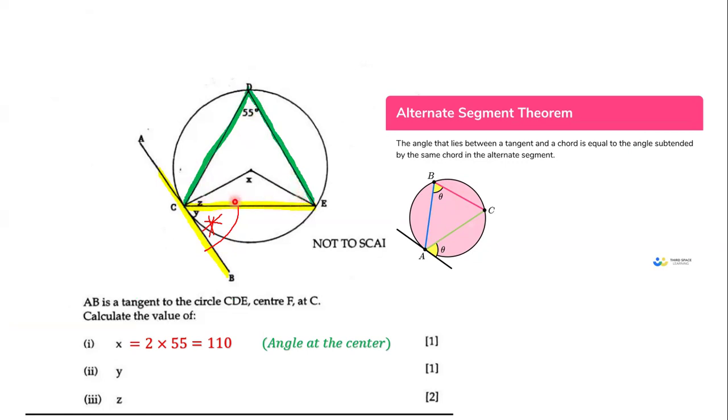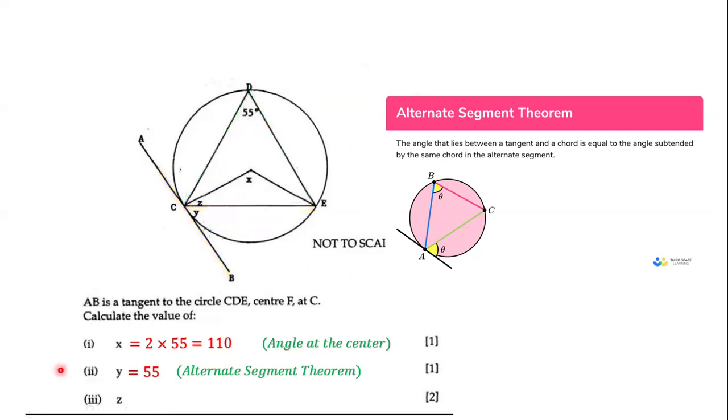The same chord that is used to form this angle with the tangent line. And so what does that mean? That means that just like how this angle is 55 degrees, angle Y is also going to be 55 degrees as well. So the answer here is 55 degrees based on the alternate segment theorem.